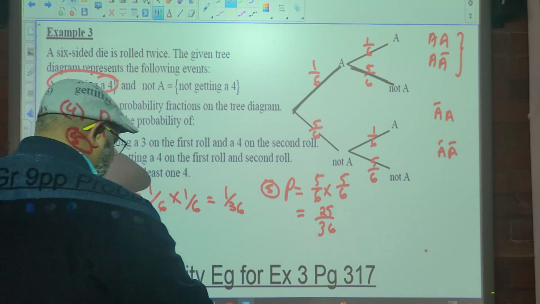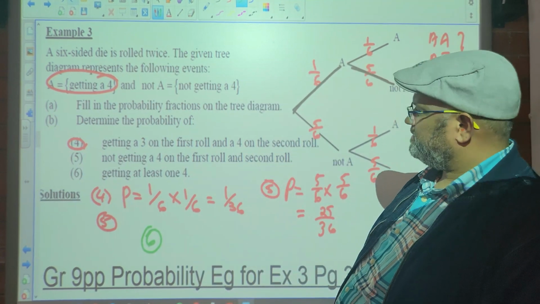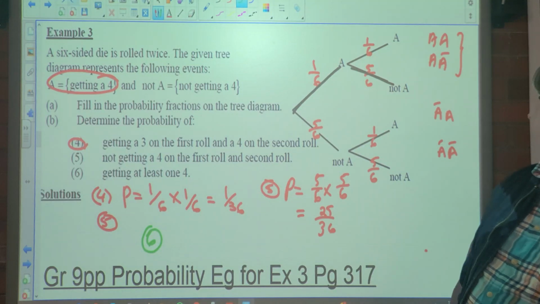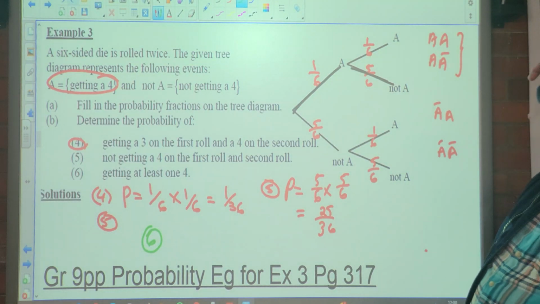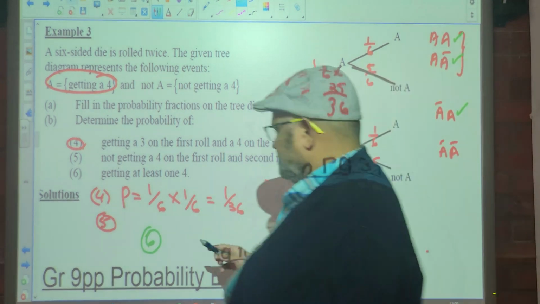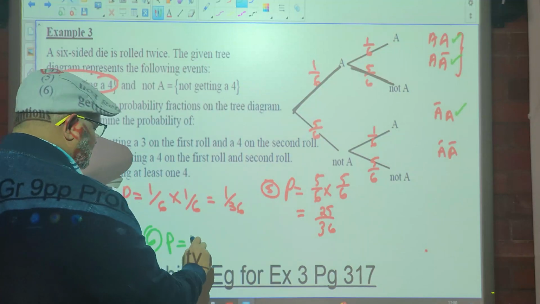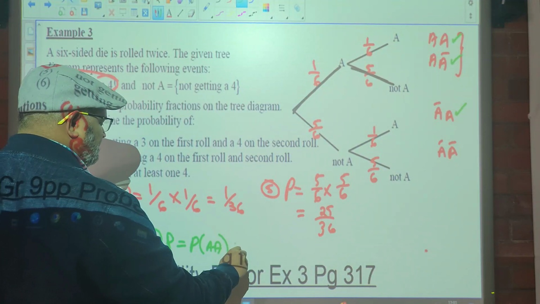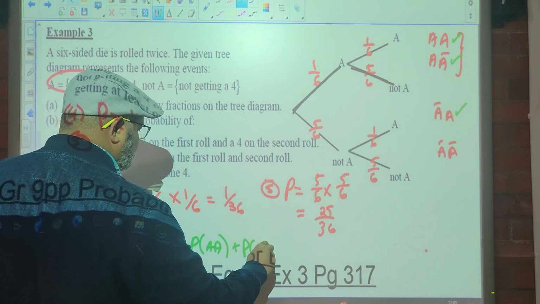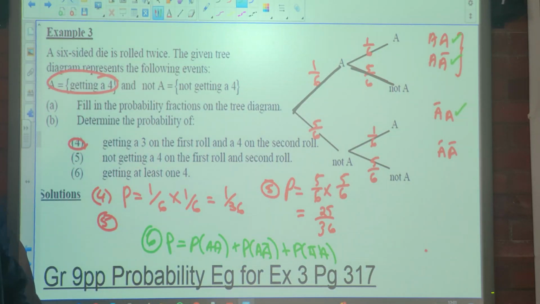And the last one, number 6, is getting at least 1 four. So if we are getting at least 1 four, then it's going to be 2 fours, a 4 then not a 4, or not a 4 and 4. So in other words, the probability is equal to the probability of 4, 4 plus the probability of 4, not 4 plus the probability of not a 4 and 4. You all agree? You all understand what I'm doing here?